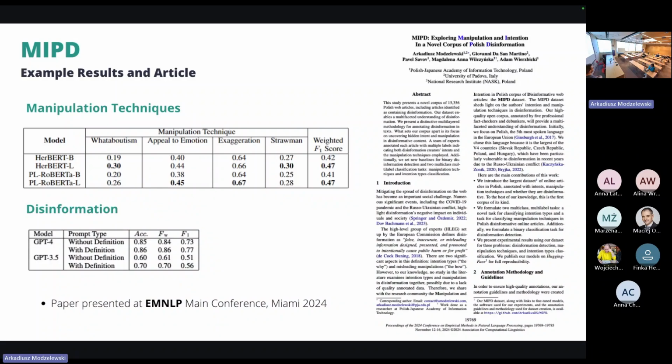So we also used GPT-4 to understand the ability of generative models to detect disinformation in a zero-shot approach. We used different prompts, with a definition of disinformation and without a definition. It seems that even a definition may improve detection of disinformation using large language models.